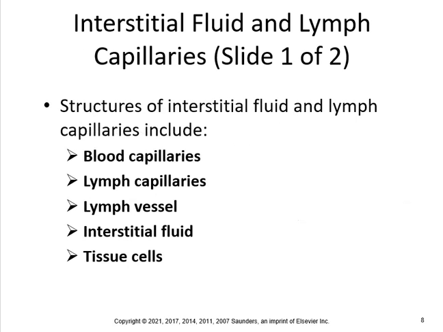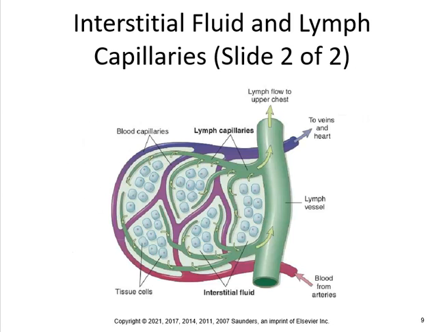Now, what are the structures of interstitial fluid in lymph capillaries? They include blood capillaries, lymph vessels, interstitial fluid, and tissue cells. If you look at this right here, basically you have the blood from the arteries, and during that time you're going to get a little bit of leakage, right? During that time, it's the lymphatic tissue that will pick up the interstitial fluid right in here, and it gets returned via the lymph. So that's how that interstitial fluid is there. The lymph is a nice little intertwined network that will pick up some of the excess fluid right in here. Okay.